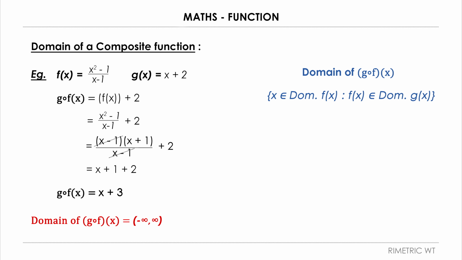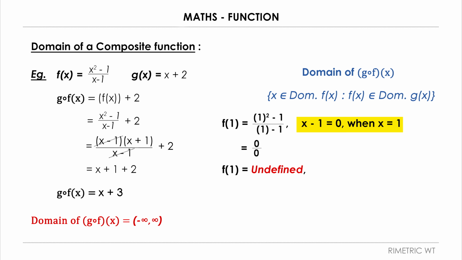Yet the original function f of x equals x squared minus 1 over x minus 1 is undefined when x minus 1 equals 0. Therefore, x equals 1 must be excluded from the domain of f, because the denominator cannot be equal to 0. And according to our definition here, an input x first has to be a member of the domain of the inner function, which is f of x, in order to be considered for the domain of the composite function. Even though the factor x minus 1 was canceled during simplification, the original function f of x is still undefined at x equals 1.